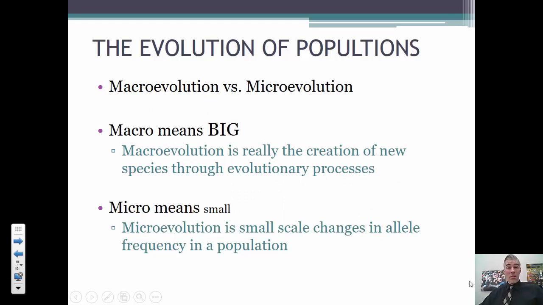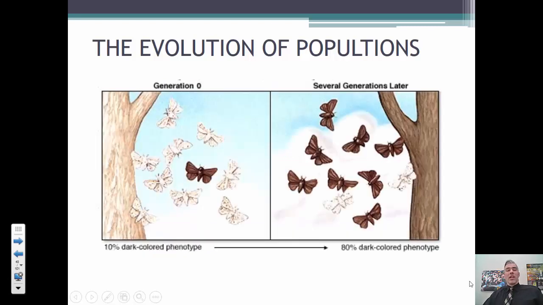When we're talking about microevolution, though, micro means small. It's looking at small-scale changes within individual populations. We're not talking about speciation events here, really. We're talking about just a change in a particular trait over the course of one to several generations. Okay.